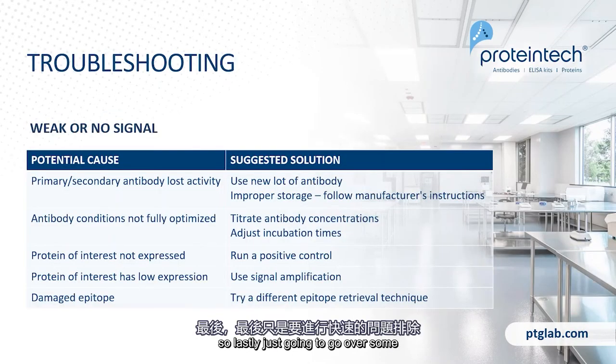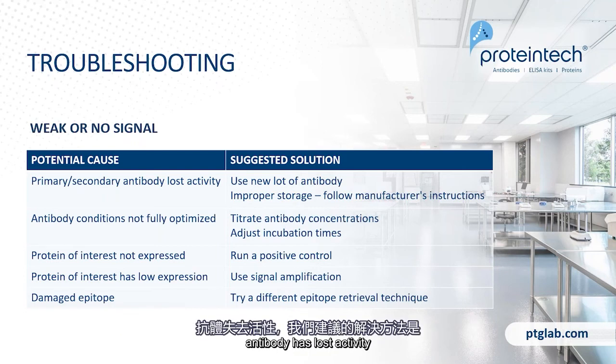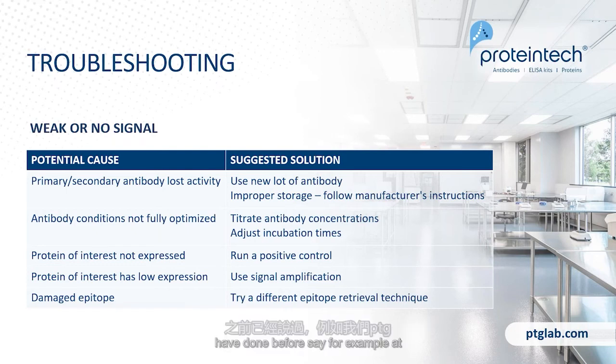So lastly, just going to go over some quick troubleshooting queries. So what do you do, and what is the cause potentially if you have weak or no signal? One cause is that your primary or secondary antibody has lost activity, and our suggested solution here is just to use either a new lot of antibody, and also to check the storage of your antibody, and always ensure that you're following your manufacturer's instructions rather than just going with whatever you have done before.